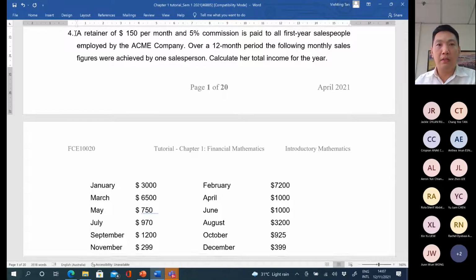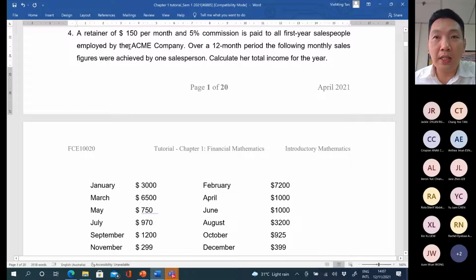So these are the information given. Let's try to analyze together. A retainer of 150 per month. This is the fixed salary. Retainer means the fixed salary of a salesperson, and this is counted on a monthly basis. So that means the fixed monthly salary of a salesperson is 150. And then the salesperson also can earn 5% commission to all first-year salespersons employed by the ACME company.